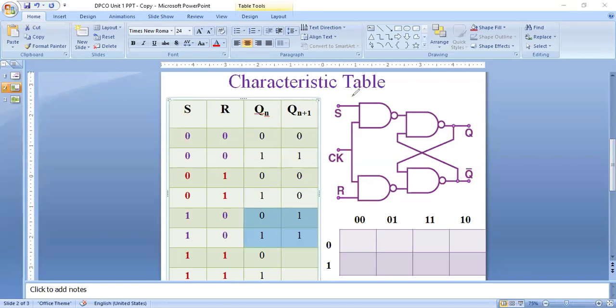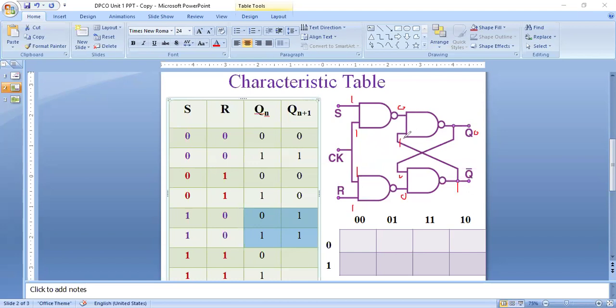S equal to 1, clock pulse is also 1, and R equal to 1. And I'm assuming present state equal to 0. 1 dot 1 is 1 on complementary 0, and 1 dot 1 on complementary will be 0. And assume the 0 value here. So 0 dot 0 is 0, complementary, this will be 1 here. And this one is given here.